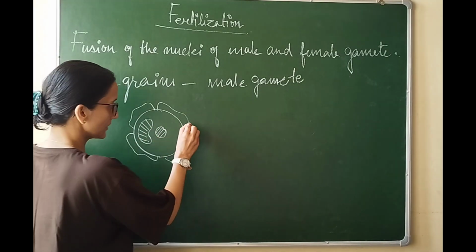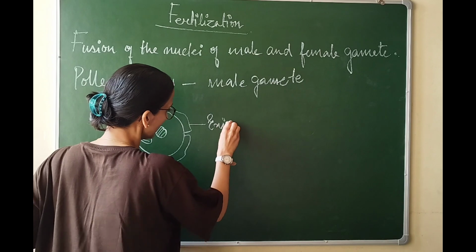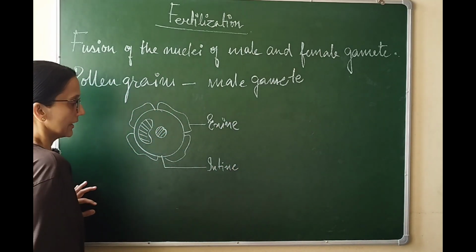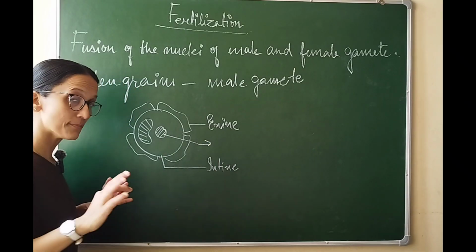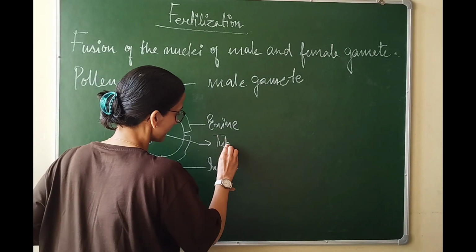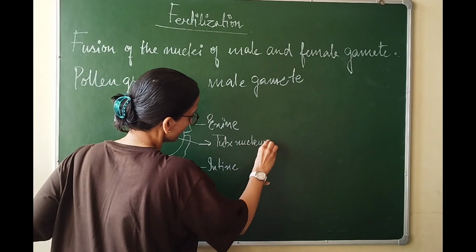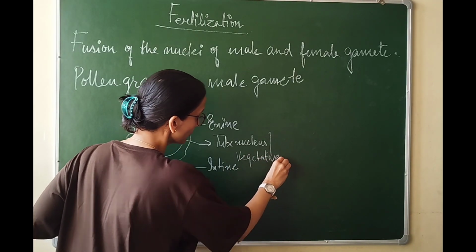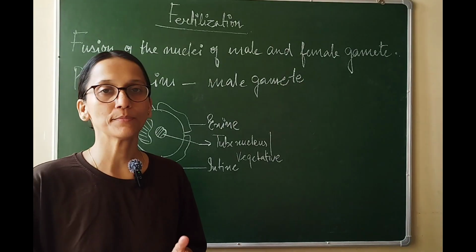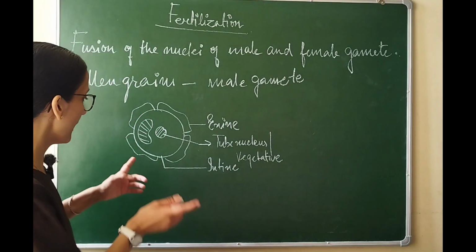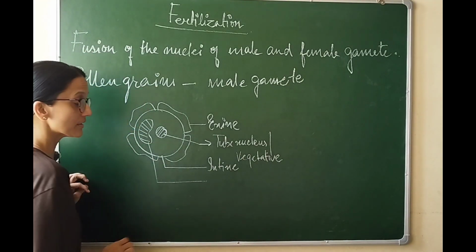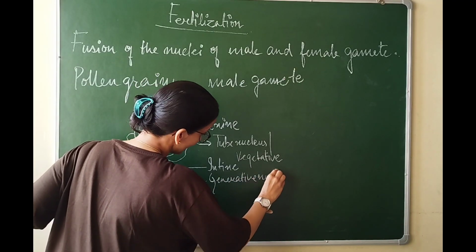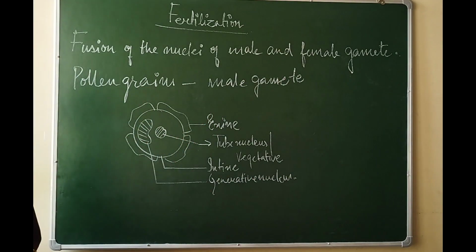So let us label the structure. The outer structure is called exine. The inner membrane is known as intine. Then there is one nucleus which is smaller in size and it is called the tube nucleus, or this is also known as vegetative nucleus. Why so? Because this does not directly participate in the process of fertilization. And right next to it is the other nucleus which is known as the generative nucleus. This directly participates in the process of fertilization.